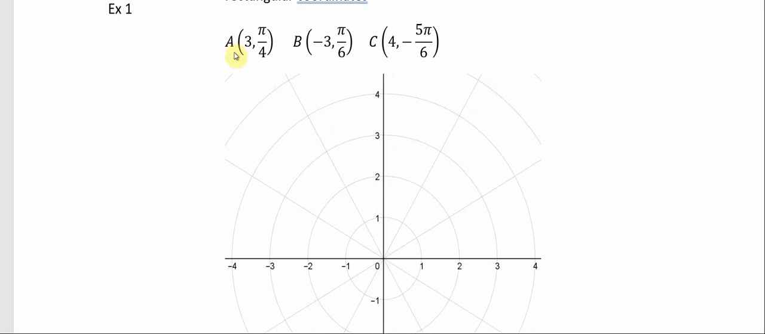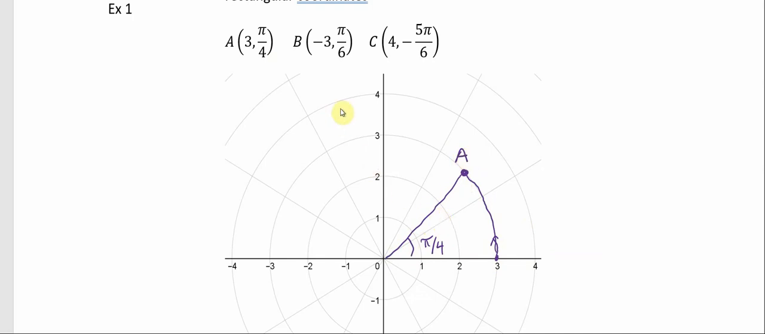So the first point A is (3, pi over 4), which means we're going to go over to the right 3 units. Then we're going to rotate positive pi over 4. For those of you who are still not in radian mode yet, that's 45 degrees. So that's right here. We're going to travel along this arc, this circle, pi over 4 units. And I'll just draw it in here. So this angle here is pi over 4, and this is where point A is located.